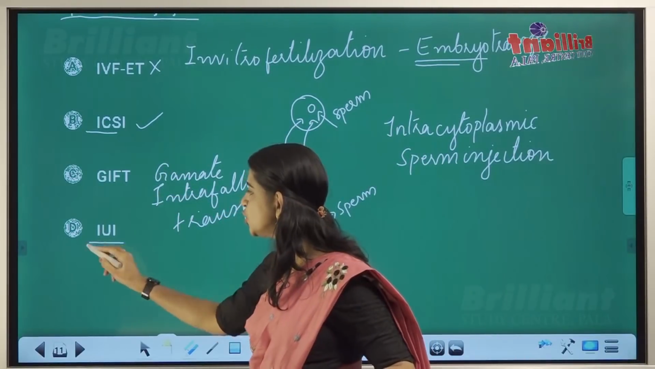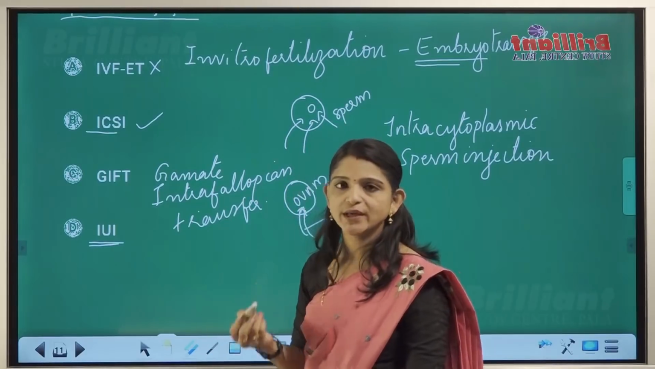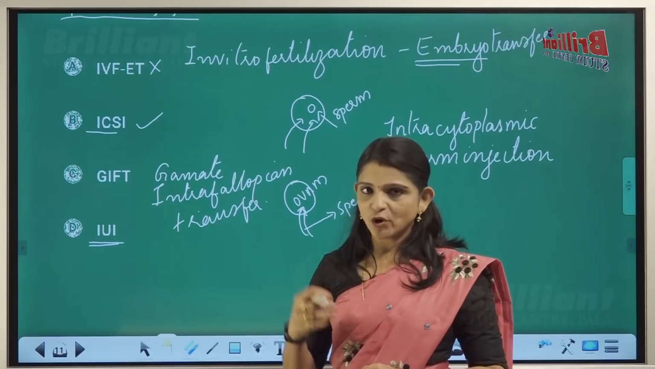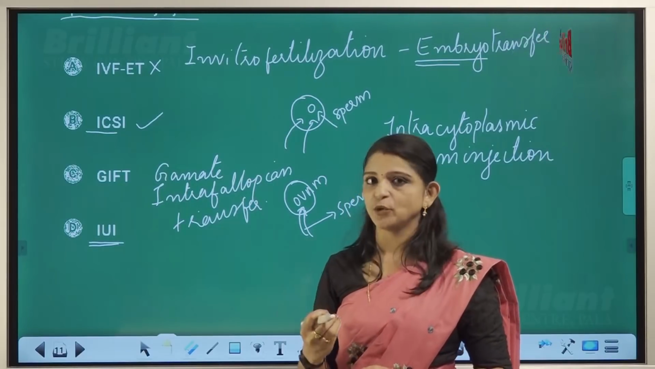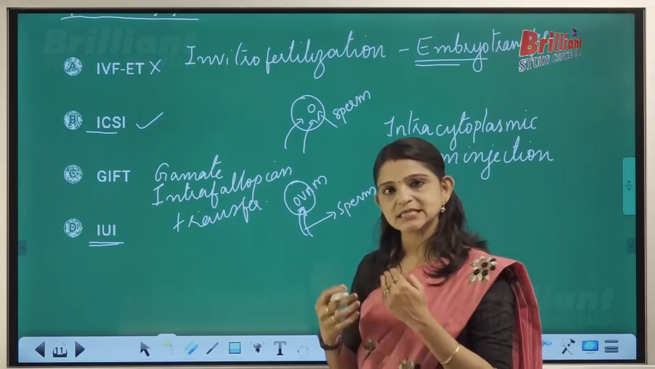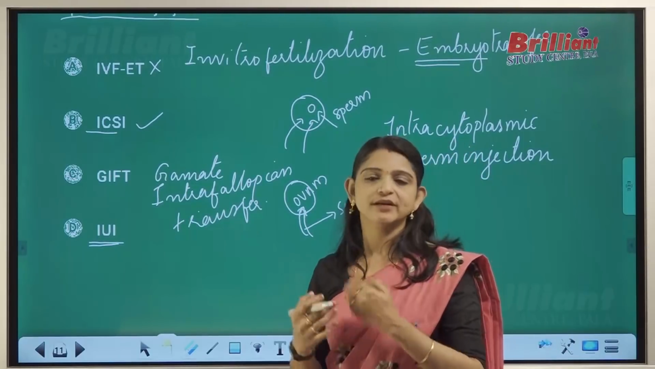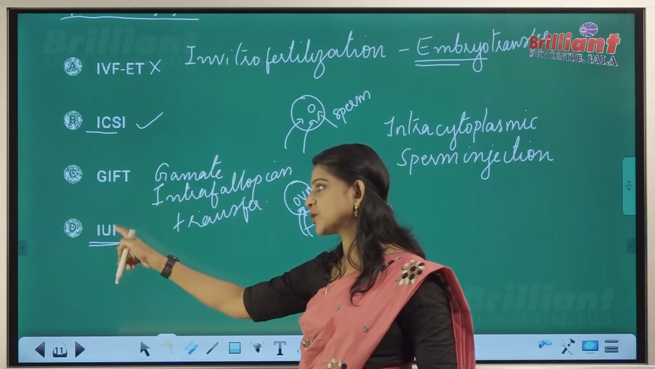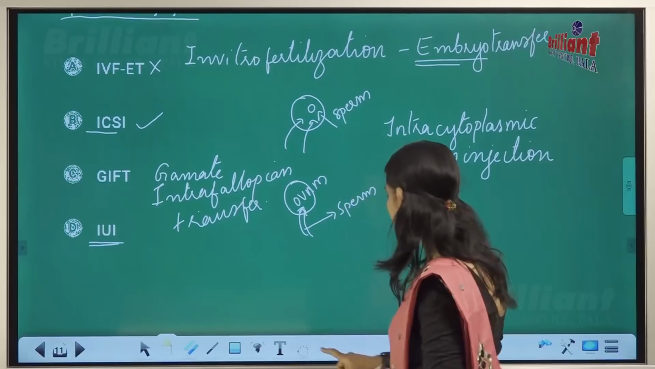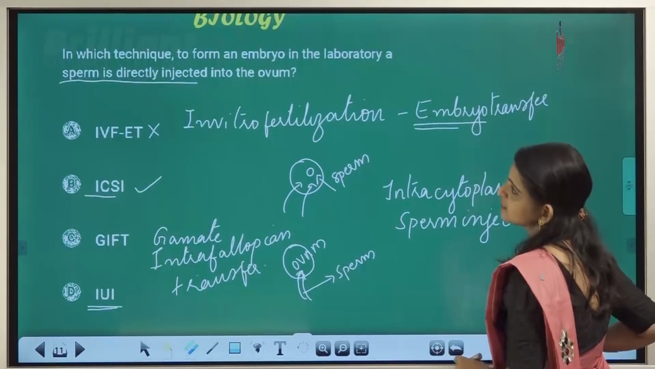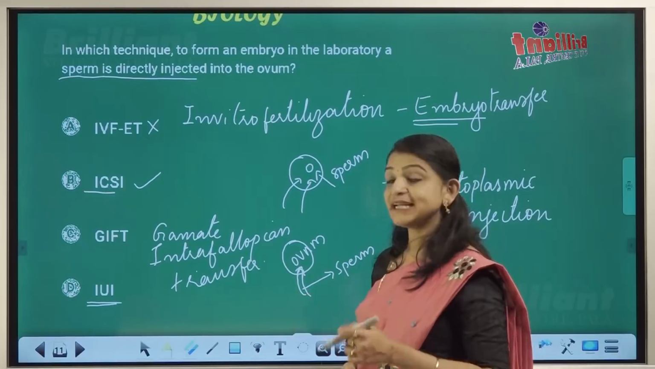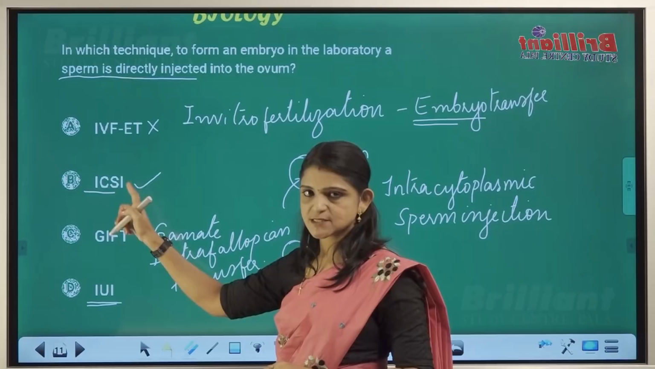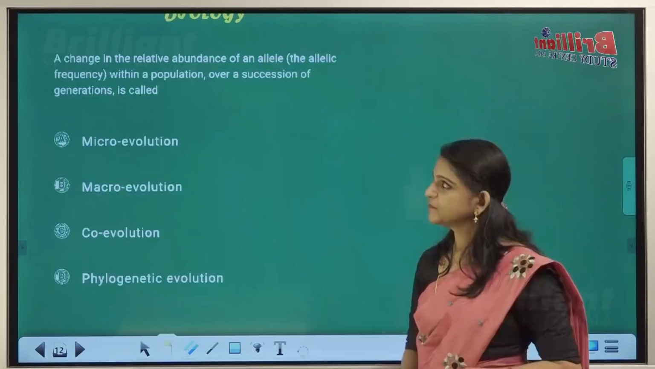Next one, IUI, intrauterine insemination. Here too, if there is a low amount of sperm or if sperm is not having enough motility, we will directly inject the sperm into the uterus or vagina of the female. That technique is called intrauterine insemination. So from the options we can understand that the transfer of sperm directly injected into the ovum is called intracytoplasmic sperm injection, ICSI. Next question.